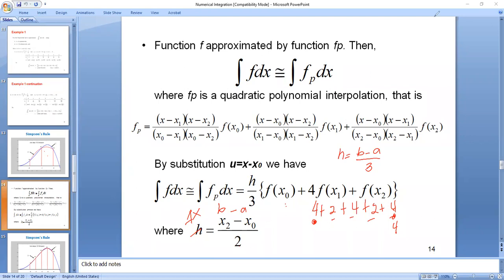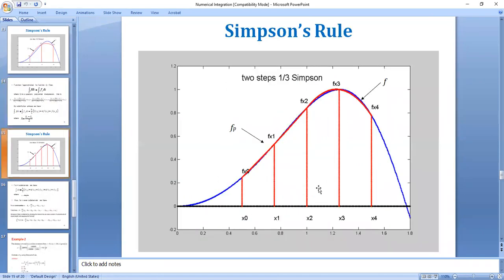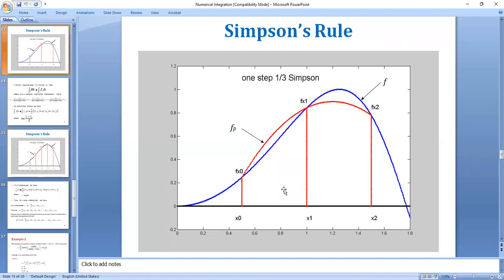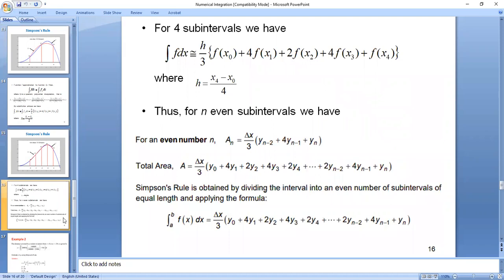Okay? Now I'll clear my markings. That's it if you have 2. If you have 3, if you have 4, so we don't have 3 because we can't have odd division. So this one is 2 and the next one is 4. So what do we have? So you have here delta x divided by 3.